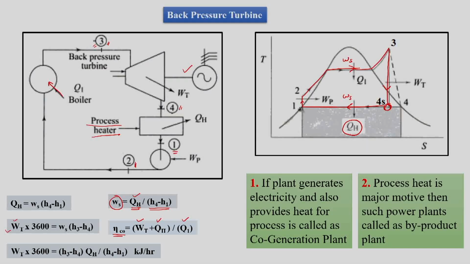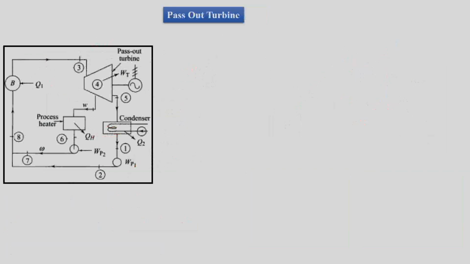But if process heat is the major motive, and we focus mainly on process heating and not on generating a major amount of electricity, then such plants are called byproduct plants. In the same line, we have the next turbine, which is called a pass out turbine.